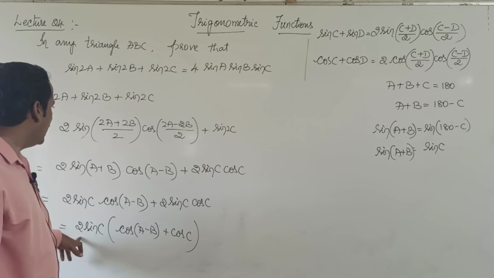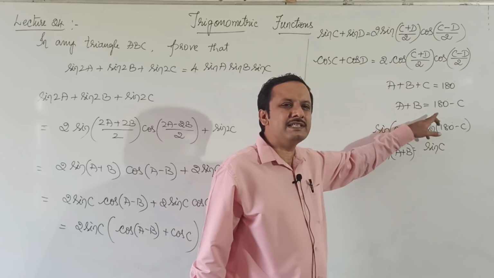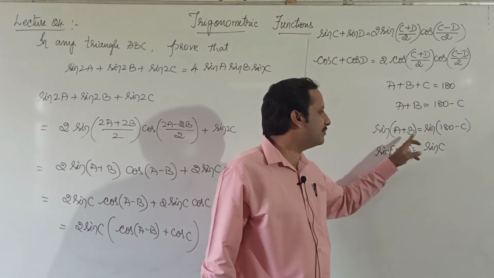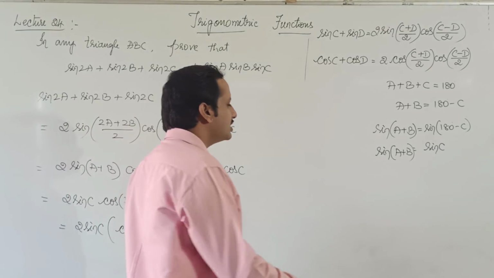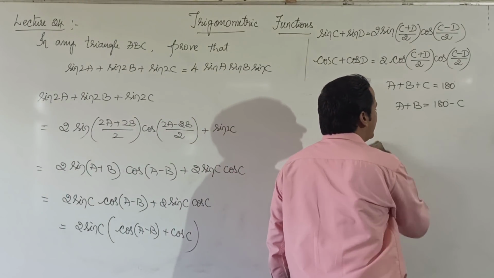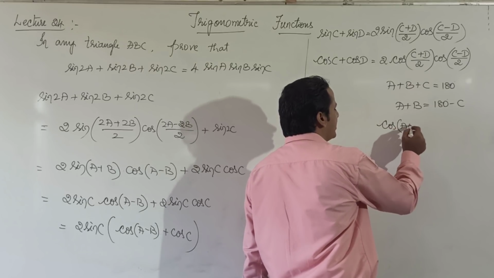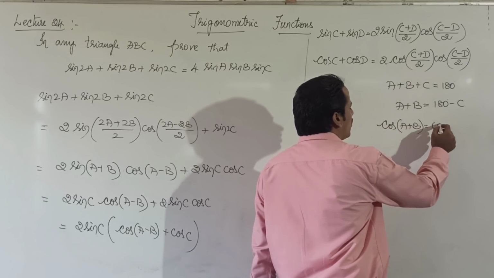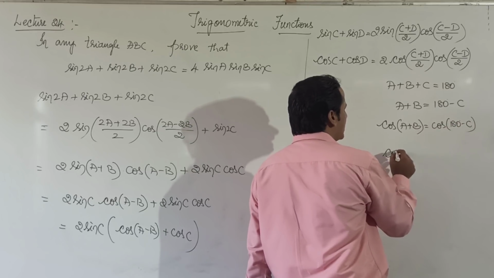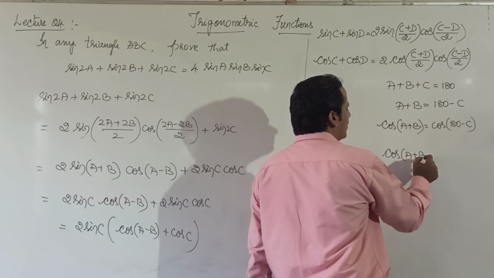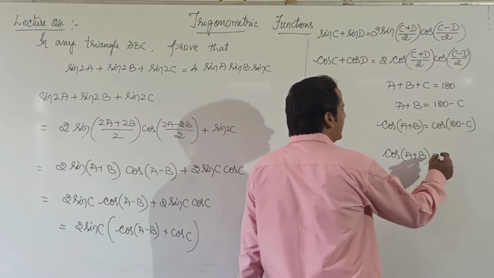Now look here, A plus B is equal to 180 minus C. So sin (A plus B) is equal to sin (180 minus C), that's equal to sin C. Instead of taking sin, if I take cos, let us see what happens. Cos (A plus B) is equal to cos (180 minus C), which is equal to minus cos C.